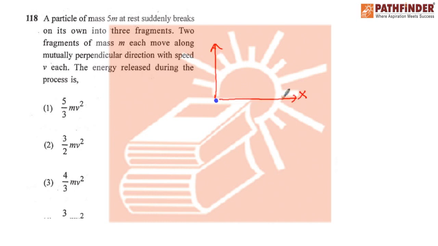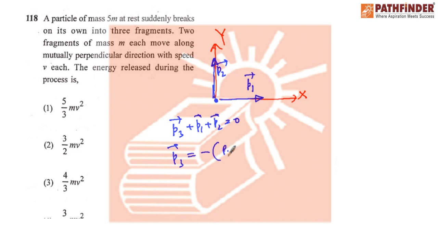Let's say this direction is x and this is y. So the 2 fragments, they are going with momentum, one along this direction, one along this direction. The magnitude is same, the momentum vectors are different. So this momentum vector, let's say it is p1, this momentum vector let's say is p2, and there will be another momentum vector of the third one, which is p3. Okay, so p3 plus p1 plus p2 should be equal to 0. So p3 vector is equal to minus of p1 vector plus p2 vector.